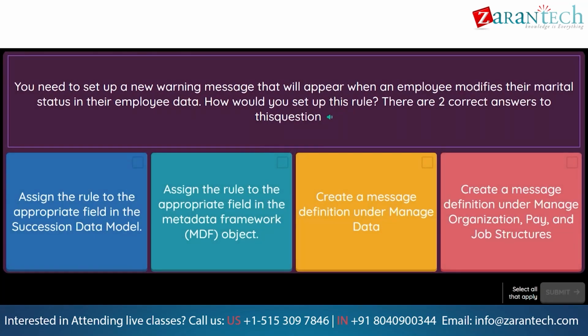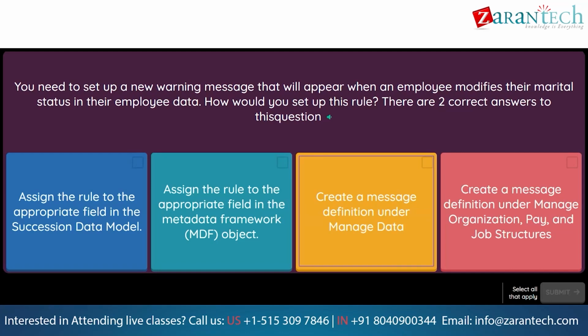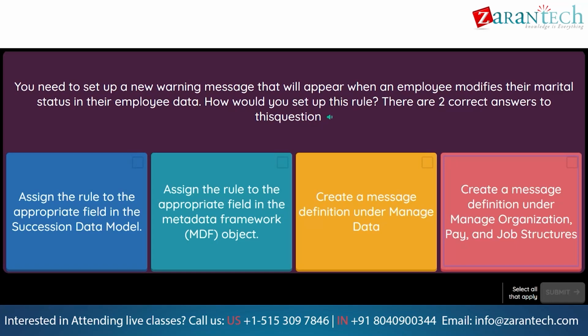Question: you need to set up a new warning message that will appear when an employee modifies their marital status in their employee data. How would you set up this rule? There are two correct answers to this question. Option 1: assign the rule to the appropriate field in the succession data model. Option 2: assign the rule to the appropriate field in the metadata framework, MDF, object. Option 3: create a message definition under Manage Data. Option 4: create a message definition under Manage Organization, Pay, and Job Structures.